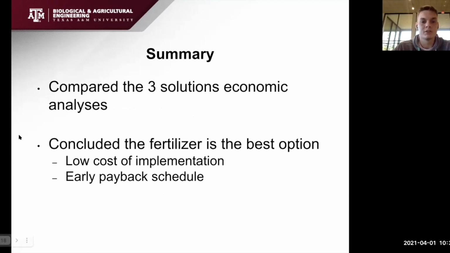So in summary, we compared those three economic solutions just to verify that the fertilizer method is the one that we do want to go with. We did conclude that because of the low cost of implementation and the early payback schedule. Like we said, there's a cheap cost of implementation, which was just the $600 up front. And then there's an early payback schedule of 2.5 years.